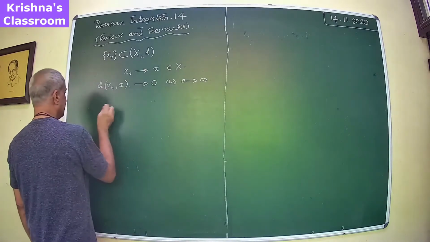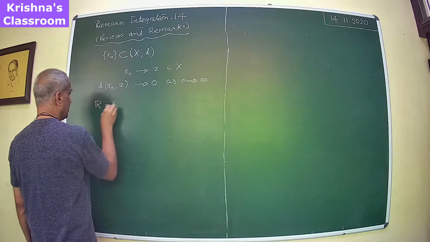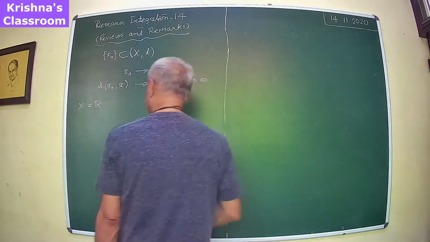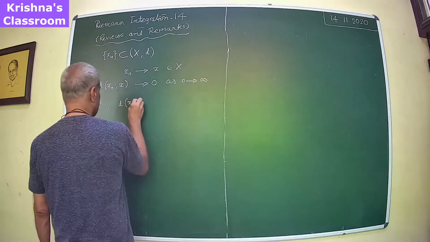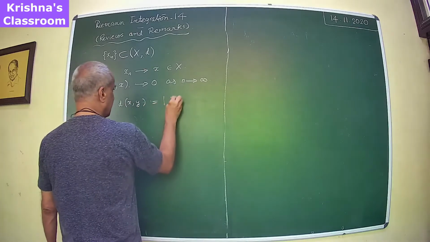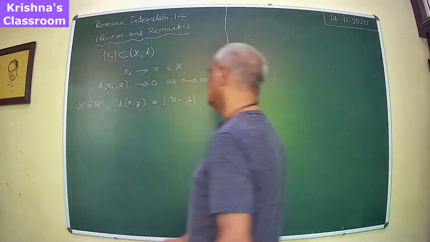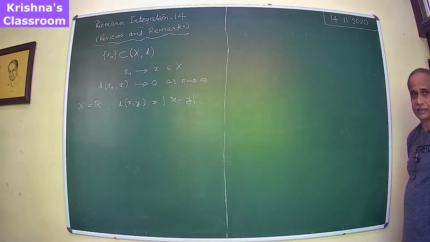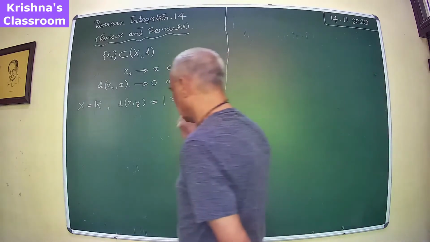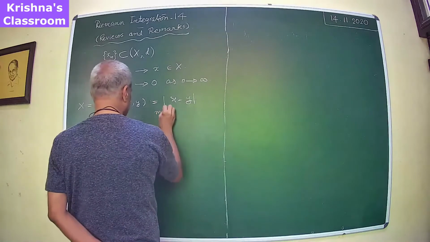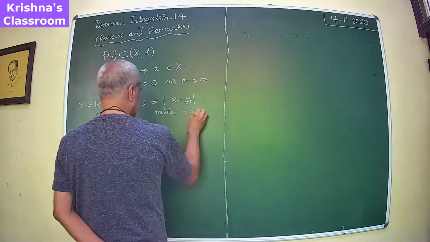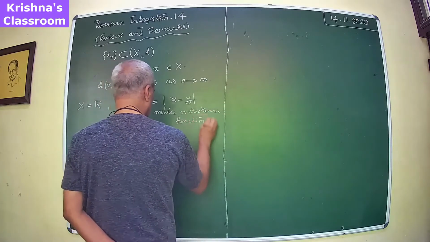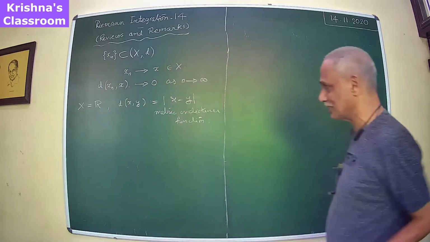For example, you take R, then you take the distance as the usual distance that you have. Okay? Then you say R is a metric space. And this is called a metric, or distance measure. Okay, we will be more precise on this soon.